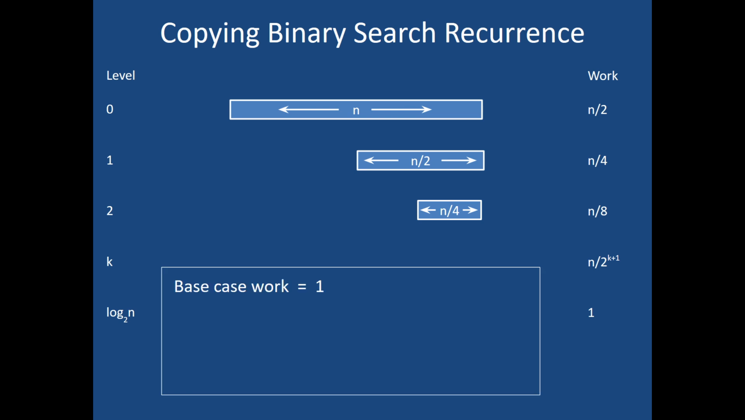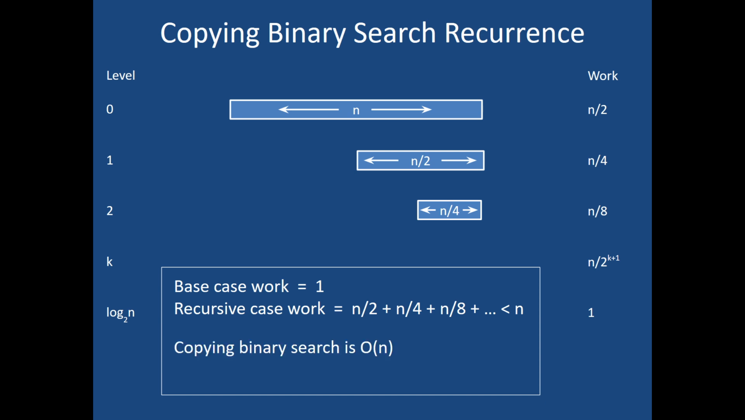Let's see. Base case is 1. All the recursive cases added together are 1/2 n plus 1/4 n plus 1/8 n plus 1/16. And that series, 1/2 plus 1/4 plus 1/8, in the limit converges to 1. So anyway, it's going to be less than n. So the whole thing is O of n. So this is a case where the top level alone was O of n. So if we could recognize this is the kind of recurrence we're looking at, we could just figure out the complexity of the top level and be done.